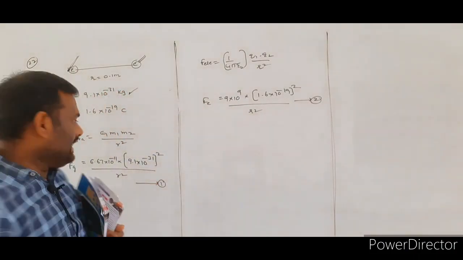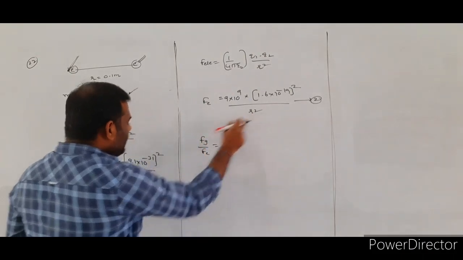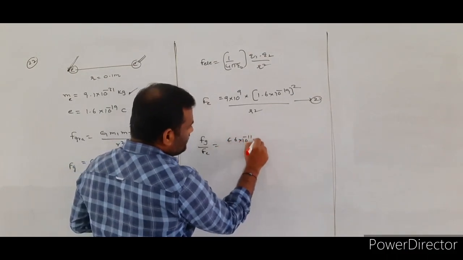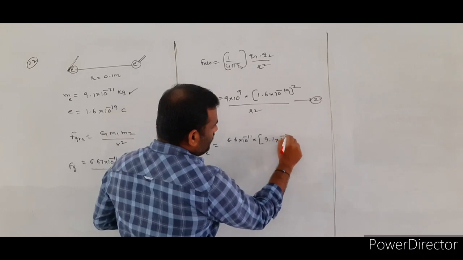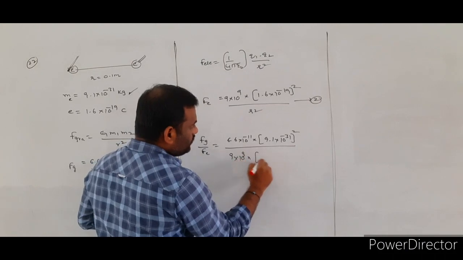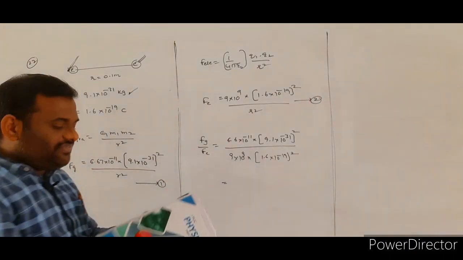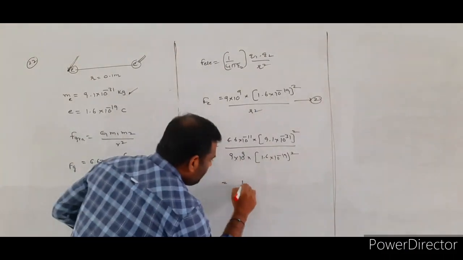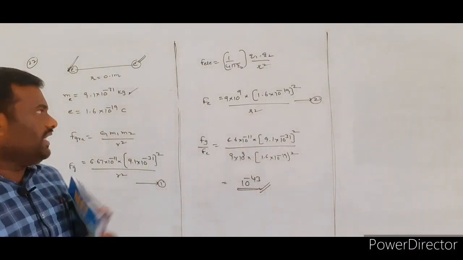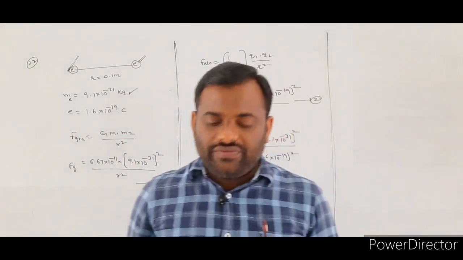Now, what value are they asking? Fg by Fe. Fg by Fe is equal to, in the denominator r square will get cancelled. So that 6.67 into 10 power minus 11 into 9.1 into 10 power minus 31 whole square by proportionality constant 9 into 10 power 9 into 1.6 into 10 power minus 19 whole square. If you simplify that value, you will get that they will be in the order of 10 power minus 43. Like this we have to calculate the numerical number 22. Very, very important one.